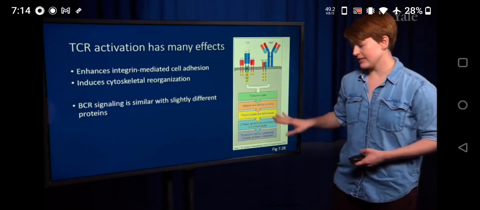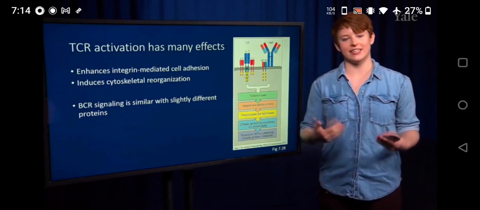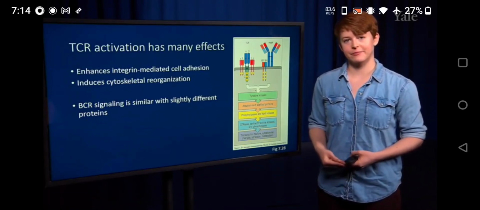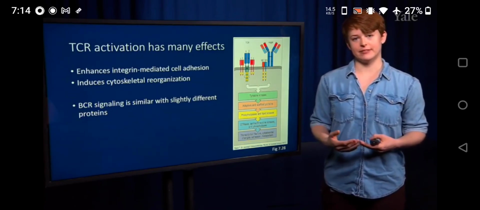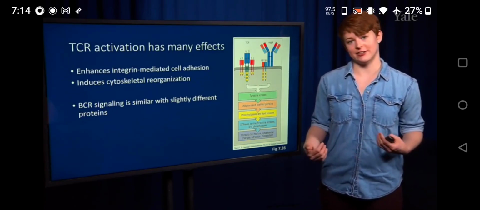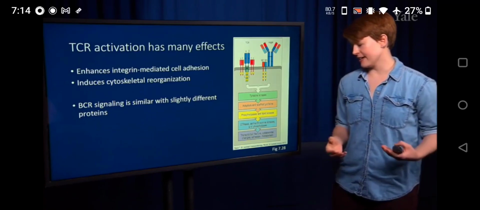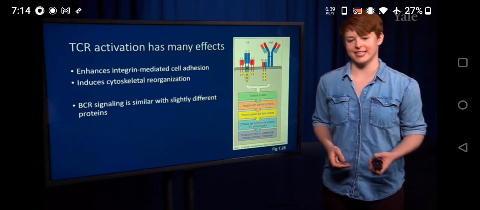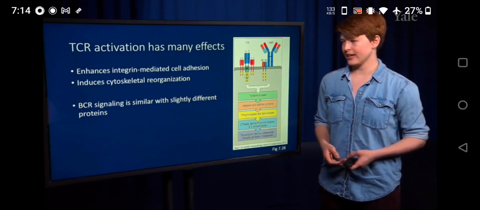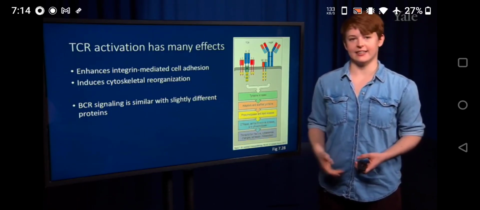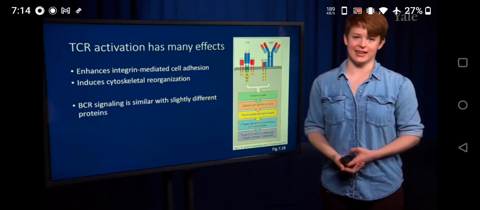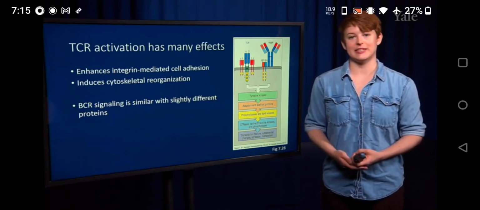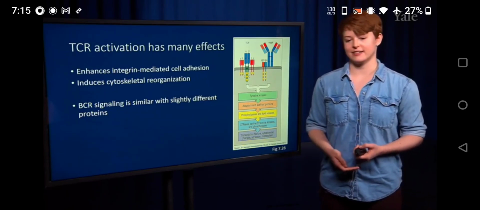So we have all these different proteins which act on each other, which is why this is called a signaling cascade, because each step leads to many additional steps. Together, these can lead to specific changes that are important for T cell activation. And as I mentioned, BCR signaling is similar, but the protein names are different. The idea is still the same though, so we're not going to be going through BCR signaling in detail.